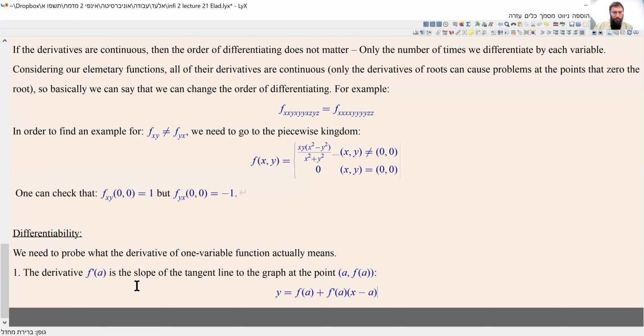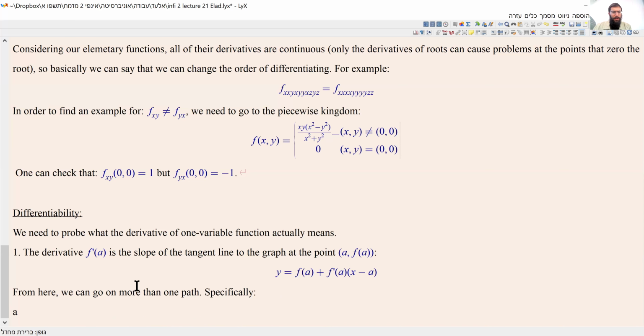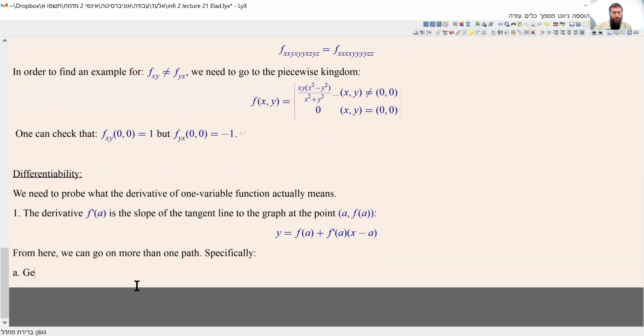What do we get from here? From here, we can go in more than one direction. For example, specifically, 1a, we can talk about it geometrically. Geometrically, we have a line. This is tangent to the function.